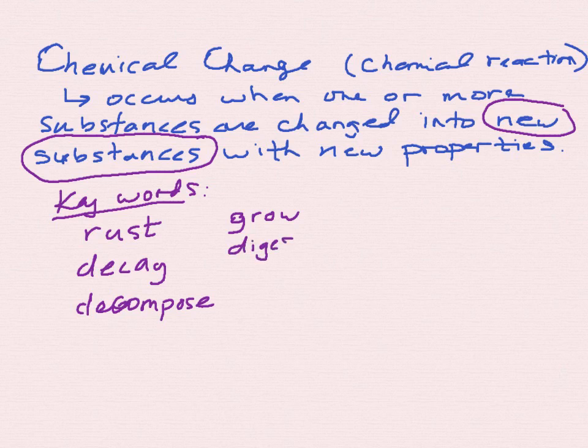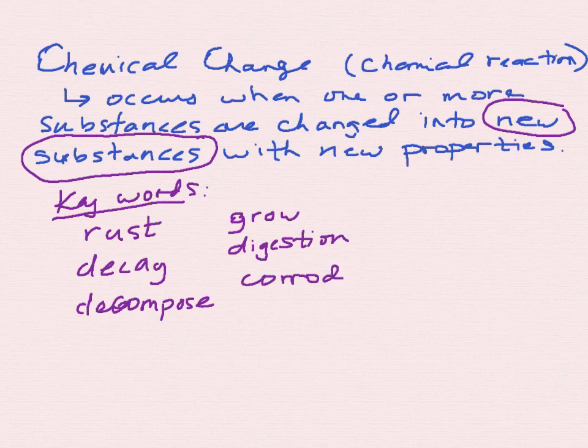Digestion. Okay, think about hamburger in, hamburger out. Okay, the end results are very different than what went in. Maybe not corn, but everything else goes in and out. Very, very different. There's been an absolute change in the chemistry of the substances with new properties.